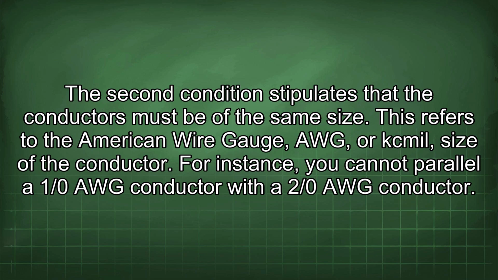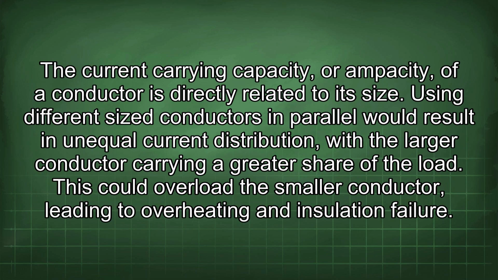The second condition stipulates that the conductors must be of the same size. This refers to the American wire gauge, AWG, or kcmil size of the conductor. For instance, you cannot parallel a 1/0 AWG conductor with a 2/0 AWG conductor. The current carrying capacity, or ampacity, of a conductor is directly related to its size. Using different sized conductors in parallel would result in unequal current distribution, with a larger conductor carrying a greater share of the load. This could overload the smaller conductor, leading to overheating and insulation failure.